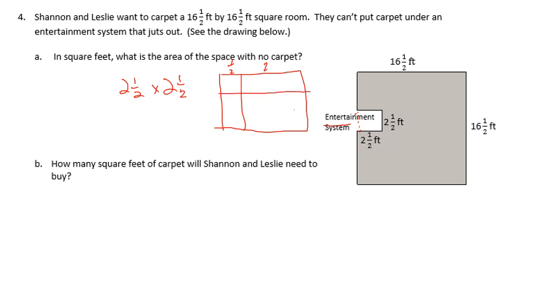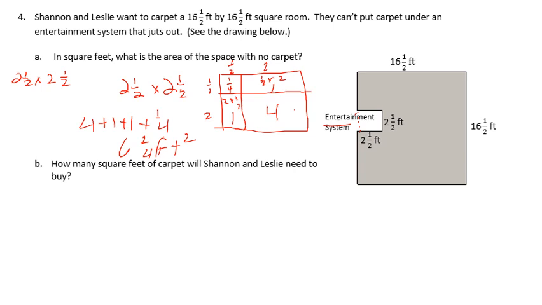So if I were doing an area model, with 2 1/2 and 2 1/2. Now 1/2 times 1/2 equals 1/4. 1/2 times 2 equals 1. 2 times 1/2 once again equals 1, and 2 times 2 equals 4. So I can see the total area is going to be 4 plus 1 plus 1 plus 1/4. So it's 6 1/4 feet squared. And I could check that if I wanted to.